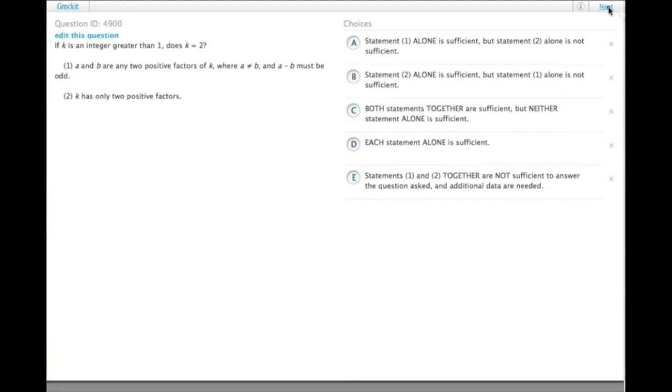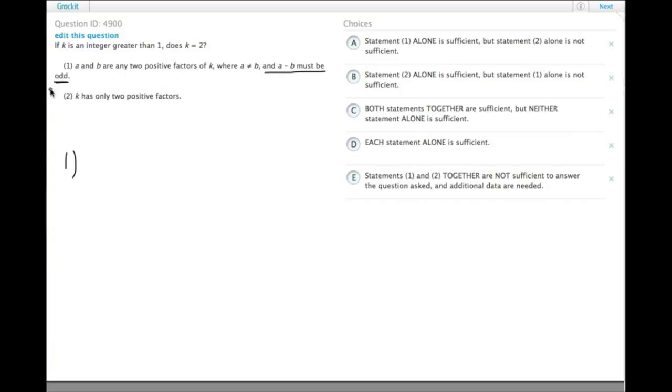If k is an integer greater than 1, does k equal 2? Statement 1 tells us that a and b are any two positive factors of k, where a is not equal to b, and a minus b must be odd. So the interesting thing about this is that a minus b must be odd.